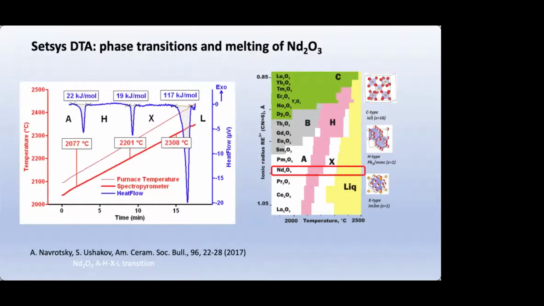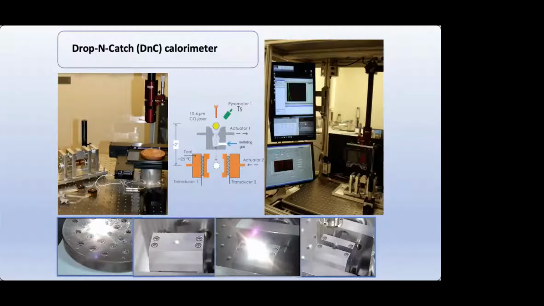The right-hand side of the slide just shows the occurrence of different structures in the different rare earth oxides, and we're still working on a number of them. So I said that we needed to calibrate our calorimeters. This was part of the impetus of building a drop calorimeter.